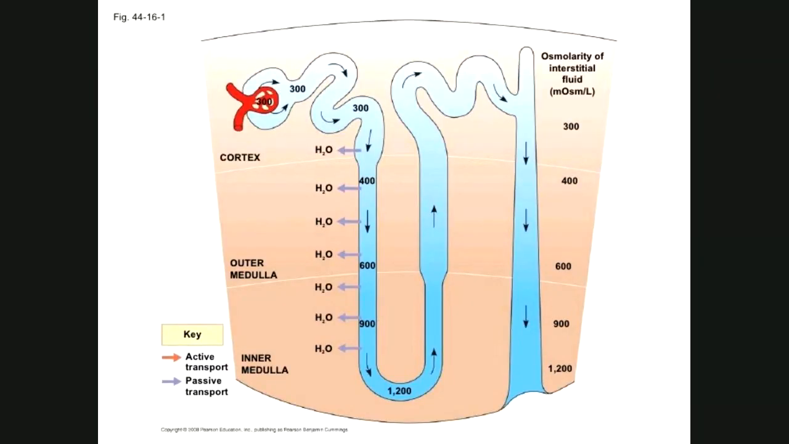So again, there's where the cortex is, 300. But it's 400 out here. Water's going to leave until it's 400. Water's going to leave until it's 600. Water's going to leave until it's 1200. So water leaves the tube. That water will stay in the body. It's not going to be excreted.